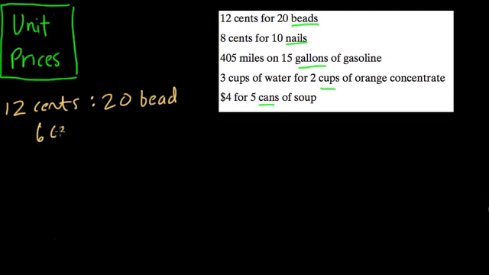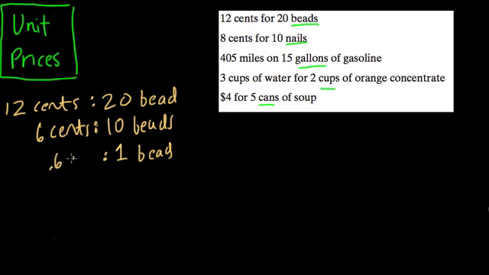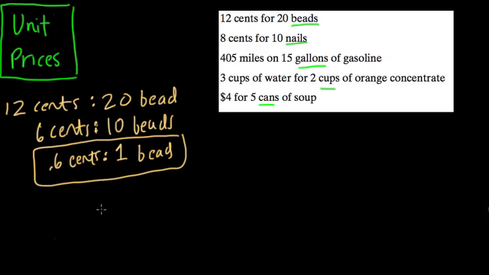We get 6 cents for 10 beads, and that actually allows us to see the answer, because now with 10 beads, to get to 1 bead, I divide by 10. How many pennies will 1 bead be? It'll be 0.6 cents, because 6 cents divided by 10 is 0.6 cents. So we can reduce this ratio to this unit ratio right here. 1 bead will cost 0.6 cents.